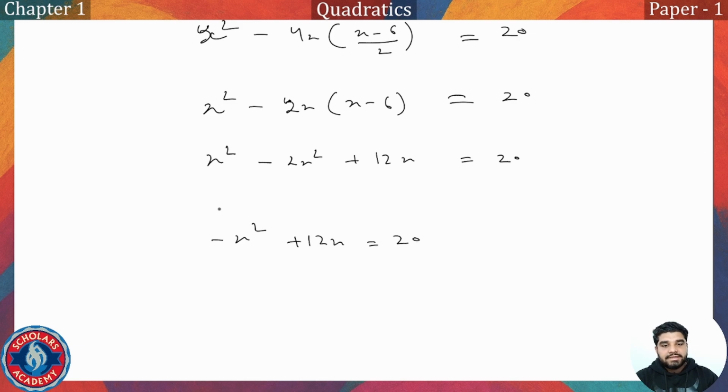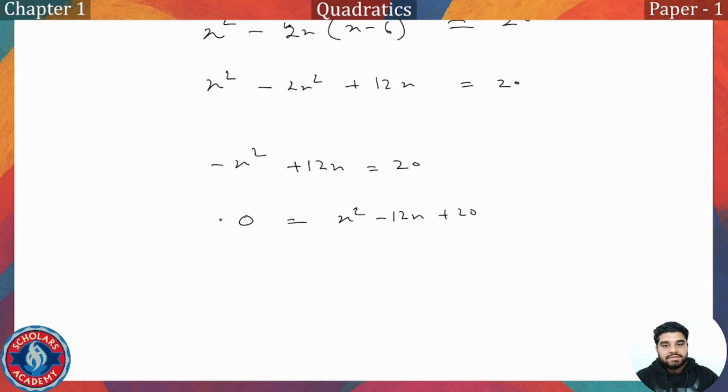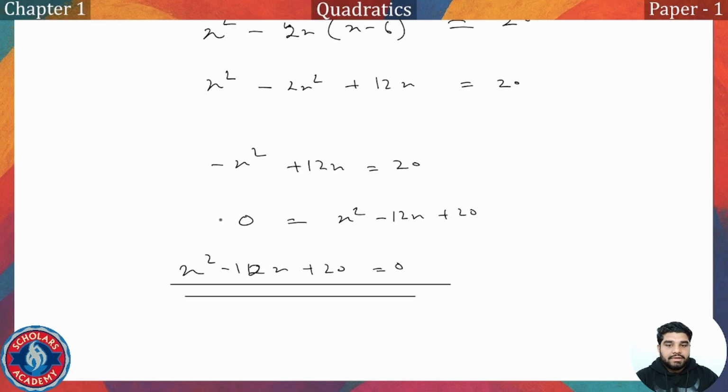Taking the left hand side to the right hand side, we get 0 is equal to x square minus 12x plus 20. That gives us the quadratic equation x square minus 12x plus 20 is equal to 0. So this is the quadratic equation. Values of x from this quadratic equation will give us the values of x of the intersecting points in the solutions.